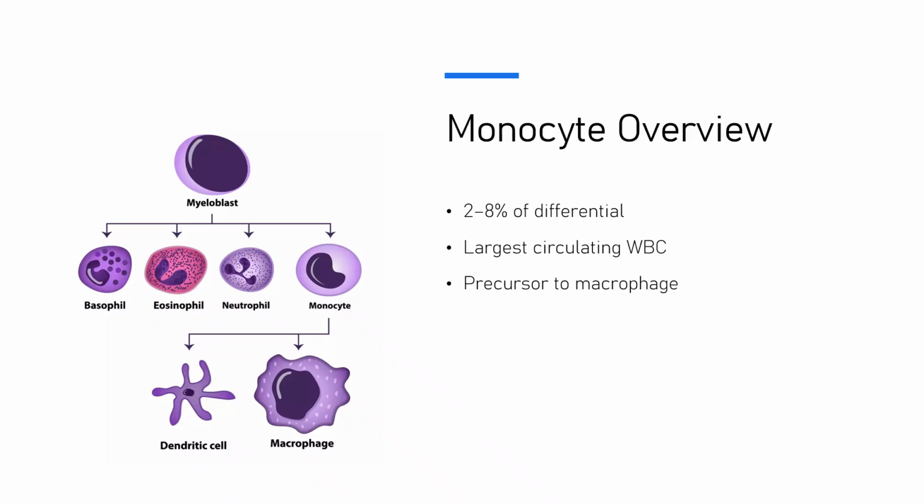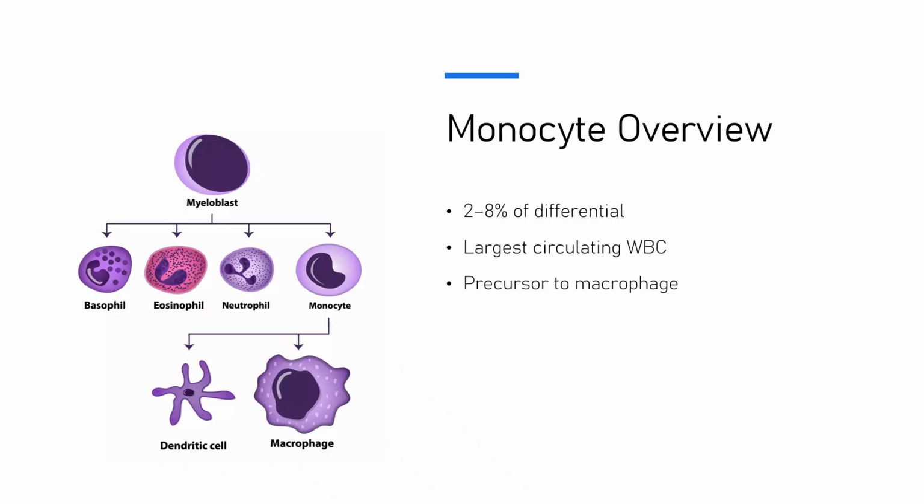Monocytes typically make up about 2 to 8% of the white blood cell differential, so they are less common than neutrophils or lymphocytes, but still an important part of the immune system. One thing that makes monocytes stand out immediately on a blood smear is their size. Monocytes are usually the largest circulating white blood cells. When you're scanning a smear, they often appear noticeably larger than surrounding red blood cells and larger than most lymphocytes.